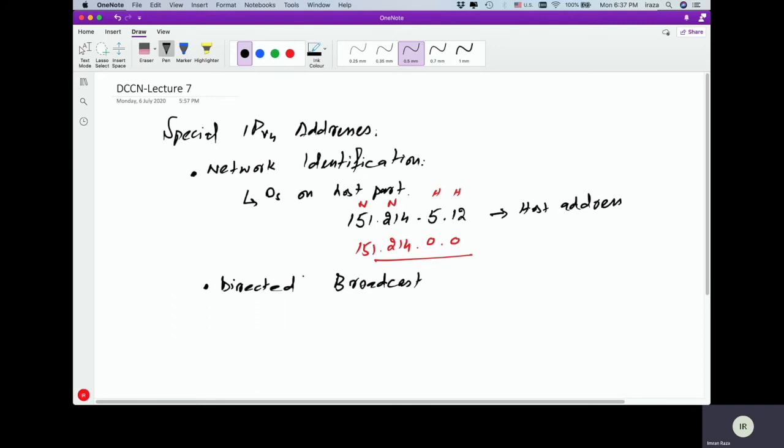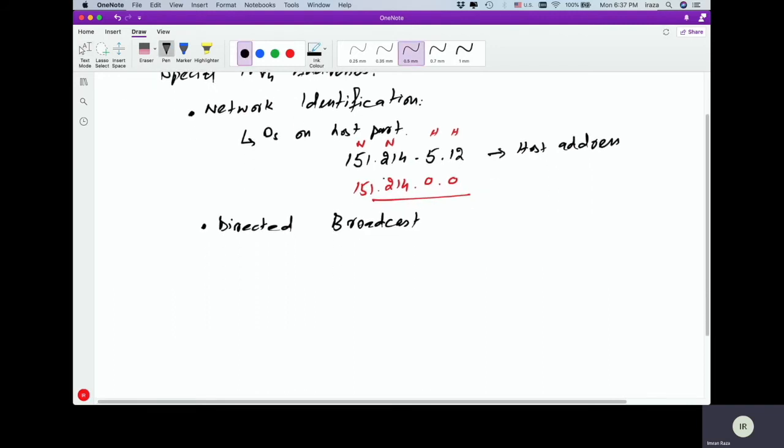Broadcast address, right? So, for example, if I take the same address and I want to turn it into a broadcast address, I'll turn all the host portion bits to 1. So now the broadcast address would be 151.214, and if I turn all the bits to 1 in this host portion, what will its value be? Yes, you're right, 255. Again, the last octet is 255. So this is the directed broadcast.